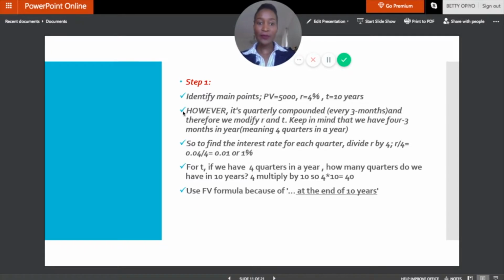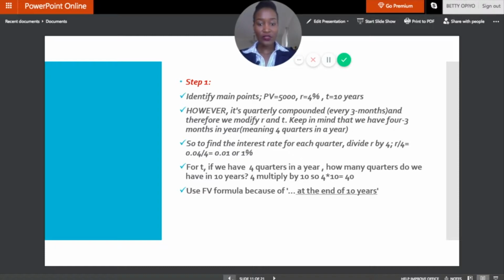However, it's quarterly compounded. That means that the interest is paid every 3 months. And therefore, we need to modify two main things here. If you see a question that states that an interest rate is compounded quarterly or monthly or semi-annually, we need to modify two main things. The first thing that we're going to modify is R, which is the interest rate. The second thing would be T, or the duration of the investment.